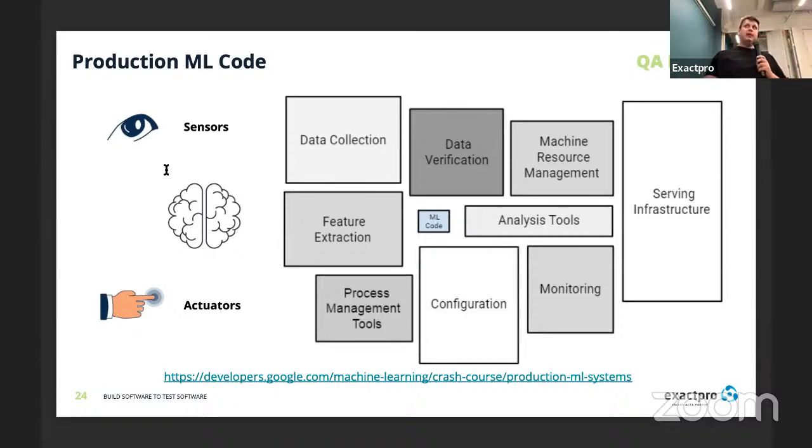Even for AI-based systems, a crash course by Google on machine learning and production machine learning systems estimates that only 5% of overall software code is related to machine learning. Everything else is surrounding it. So what we can see in Exactpro is that quite a lot of work will go into end-to-end testing for the systems that are AI-enabled or AI-based.